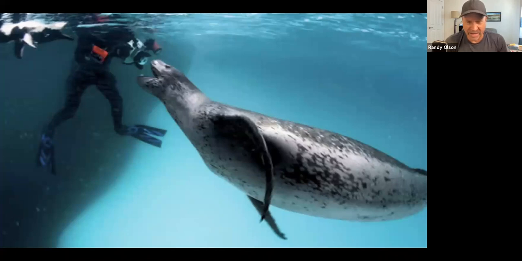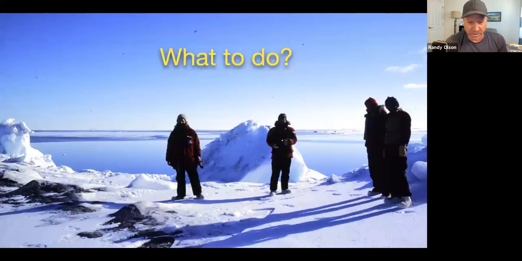And again, the head of that creature is enormous. Just looking down at it is very impressive. So what to do? We stood there looking down at this leopard seal that was just staring at us, waiting for us to jump off the edge of the ice.